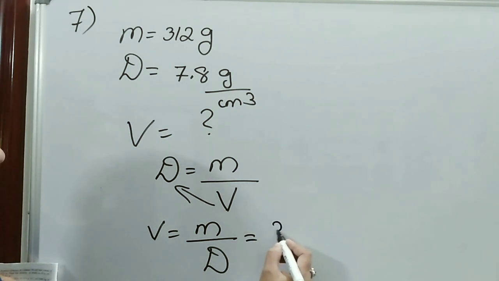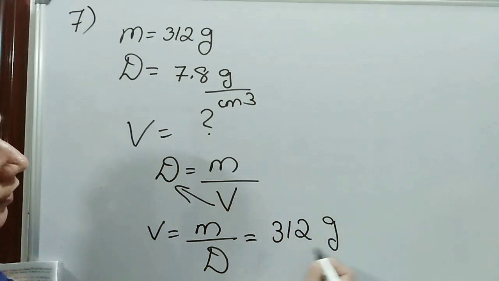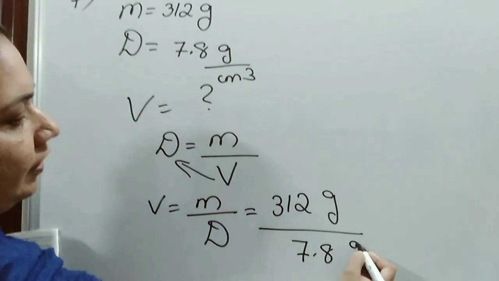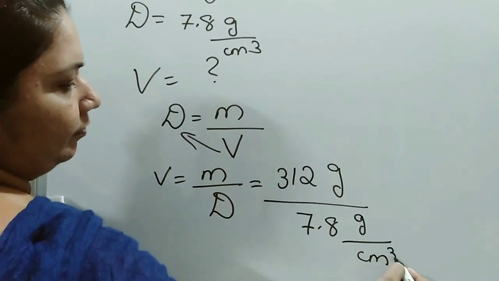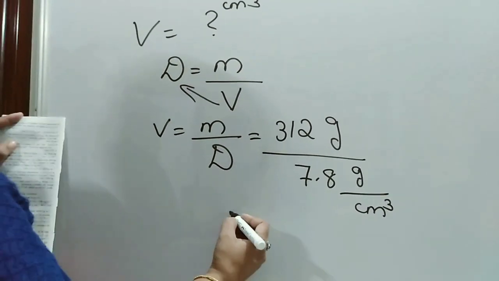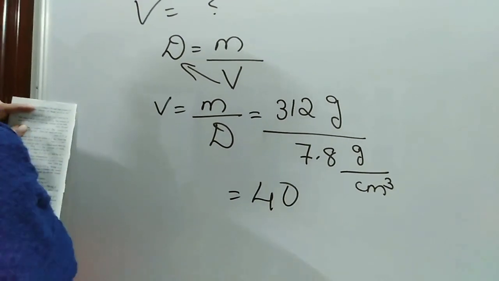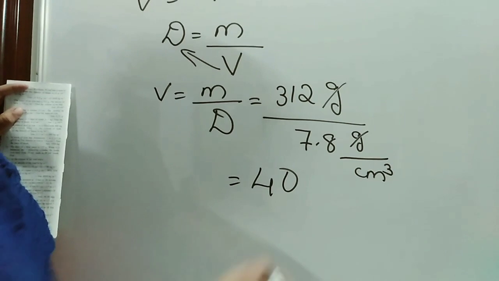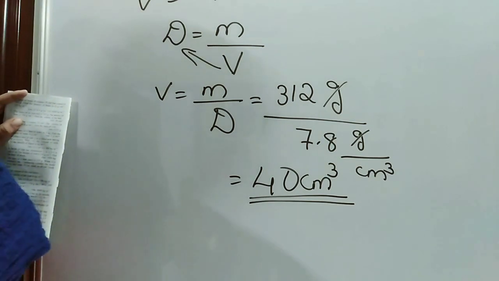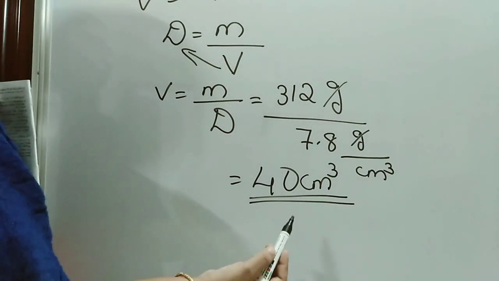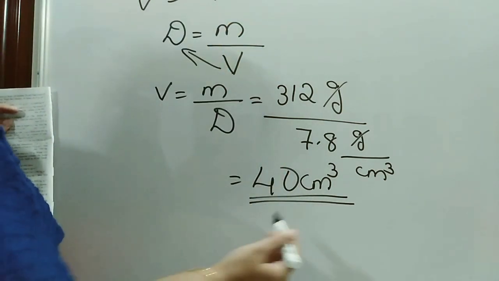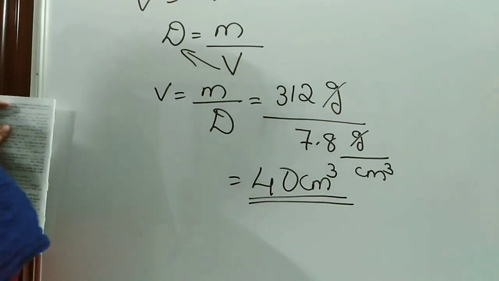What is our mass? 312 gram divided by what is our density? 7.8 gram per centimeter cube. Now when you divide 312 divided by 7.8, you will get the answer 40. Now here gram and gram will cancel and the remaining is centimeter cube. You already know the unit of volume is either meter cube or centimeter cube or liter. So here the density is given in centimeter cube, so the volume is in centimeter cube.